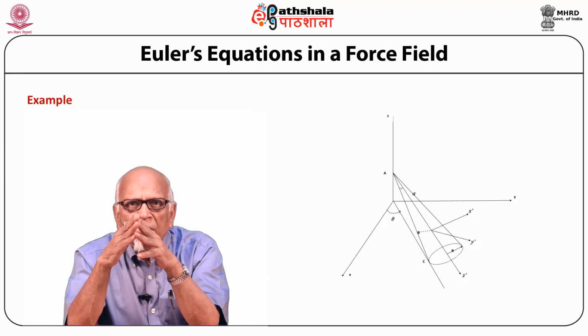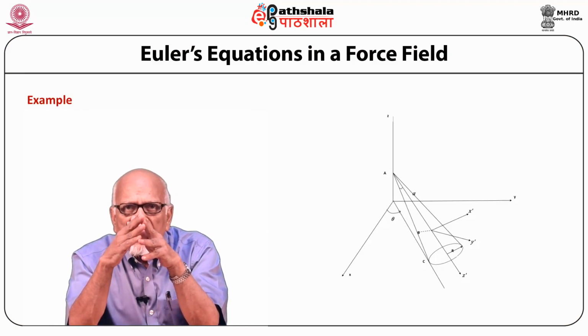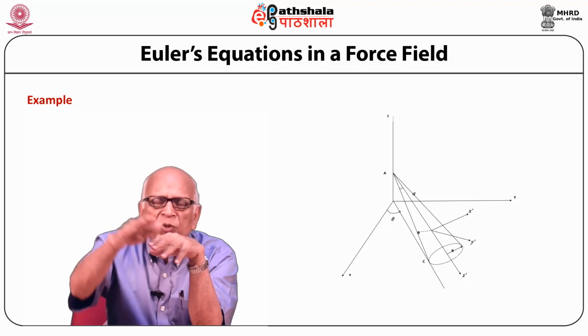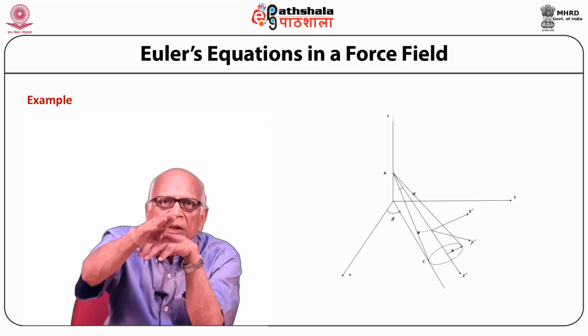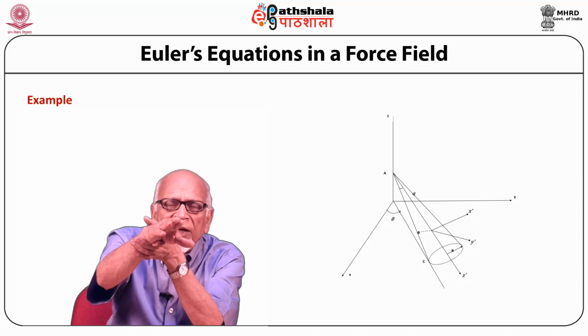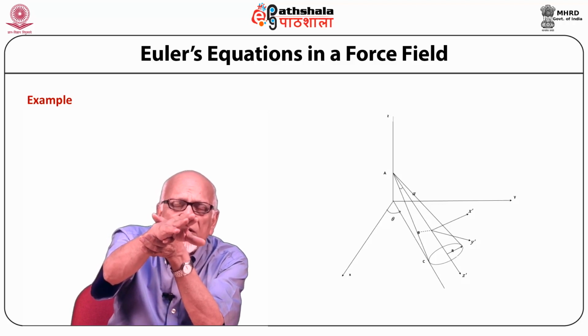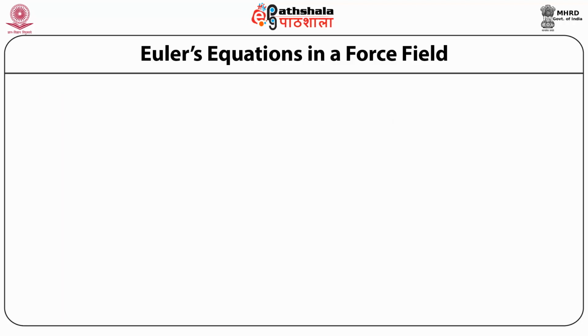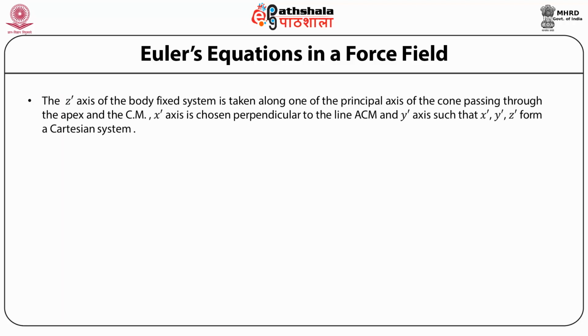So, if you look at the picture, you can see that this is a cone which is fixed along the z-axis and free to roll in the xy plane, and the body fixed axis and the inertial axis are shown. You can see that the body fixed axis origin coincides with the center of mass of the cone. The z prime axis of the body fixed system is taken along one of the principal axes of the cone, passing through the apex and the center of mass. X prime axis is chosen perpendicular to the line ACM as shown in the figure, and y prime axis such that x prime, y prime, z prime forms a Cartesian system.